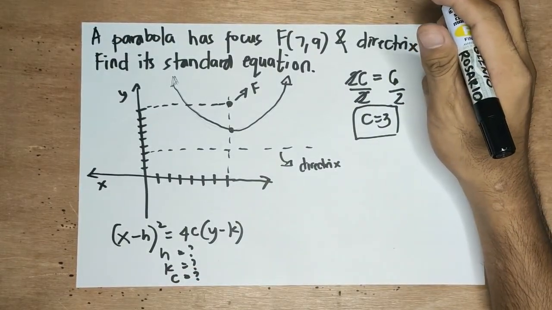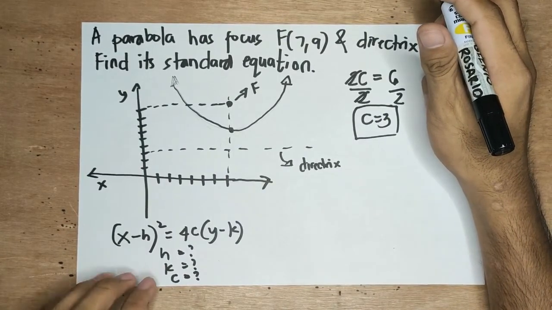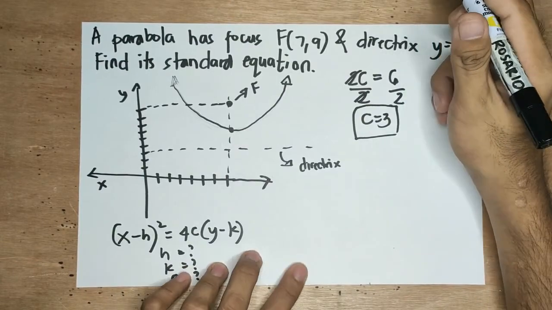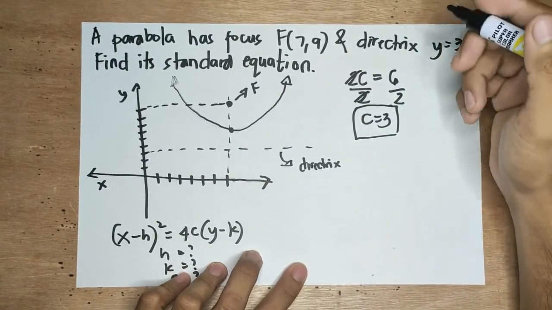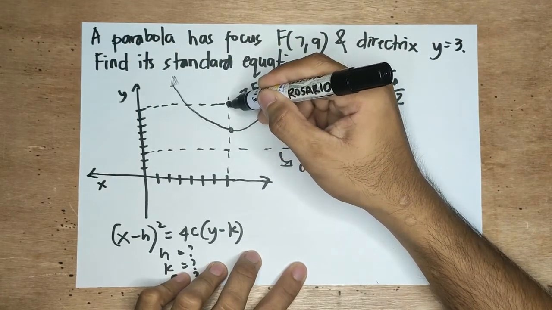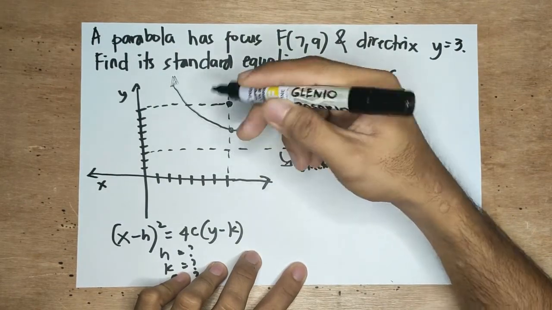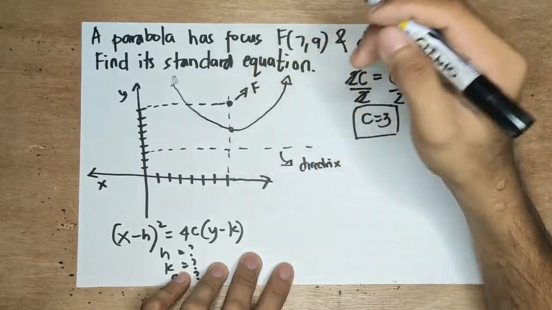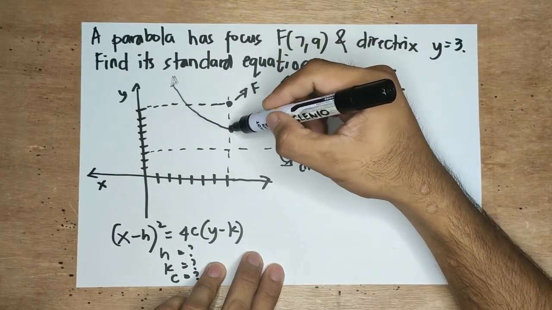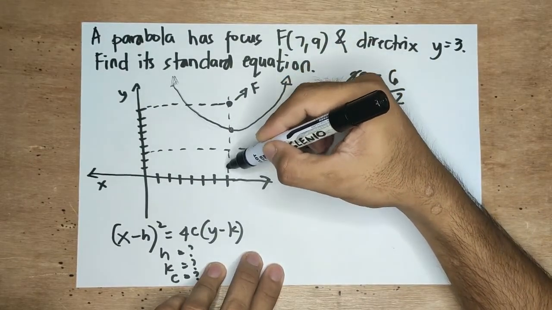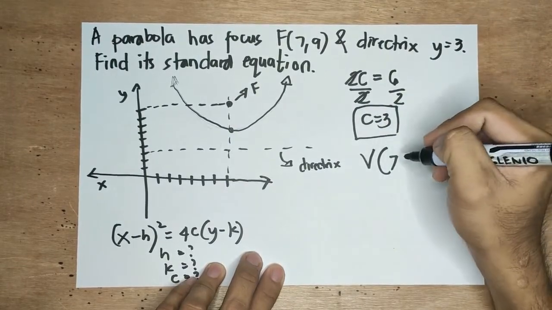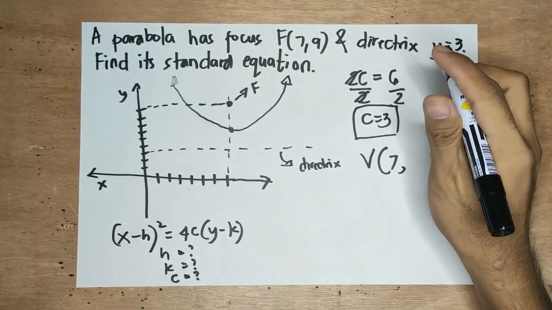So, paano mahanap si vertex ngayon? Since we need the value of h and k. So, nasaan ba si vertex? It is always the midpoint of the focus and the directrix. Nasa gitna sila. Laging nasa gitna si vertex. So, paano ma-identify si gitna? Since nandito tayo sa part ng 7, so definitely ang value ni h pa rin ay 7. How about the value of k?